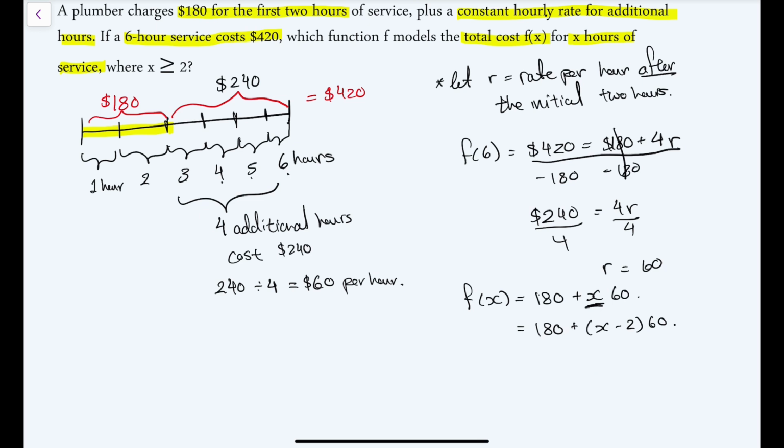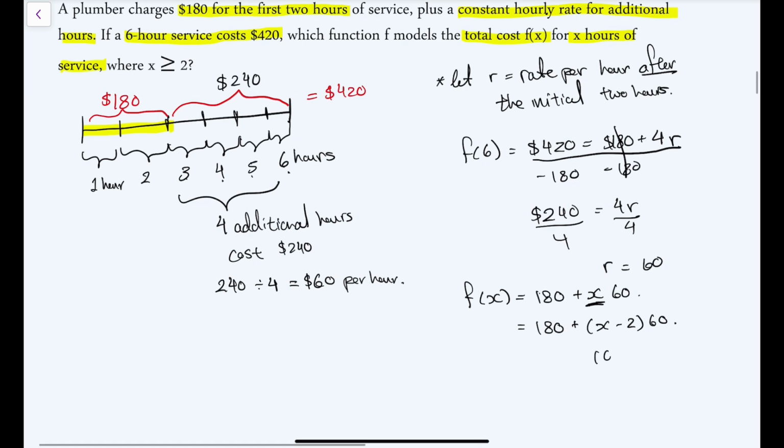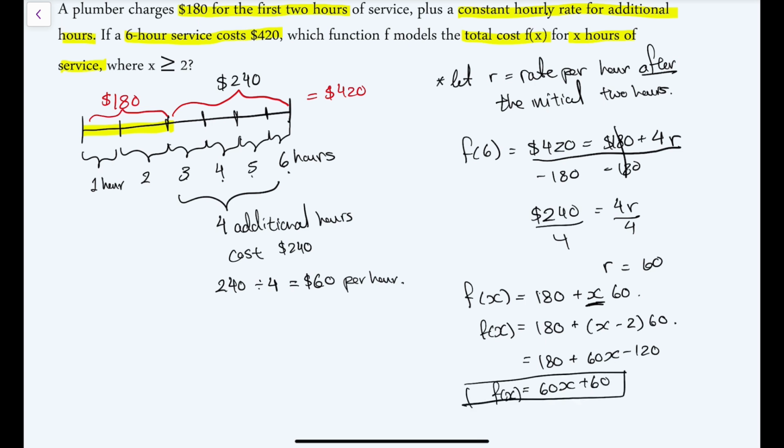Now, we could say the same thing. Well, what if we worked 10 hours, right? What if x equals 10? Then the additional hours on top of the initial 2 is actually just 8. So the equation is 180 plus x minus 2 times 60. We're going to simplify that. 60x minus 120 gives us 60x plus 60. This is the equation to represent this. Okay? Cool.